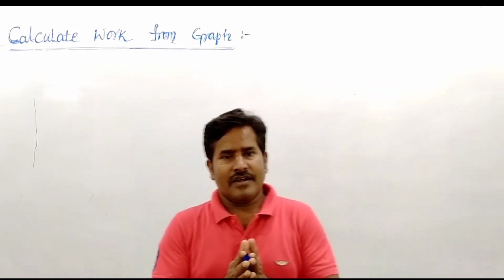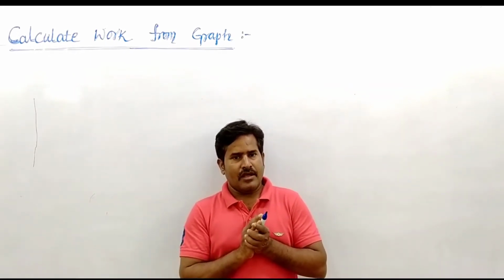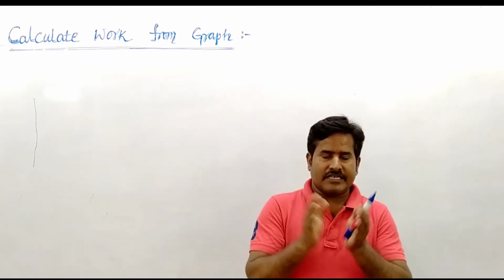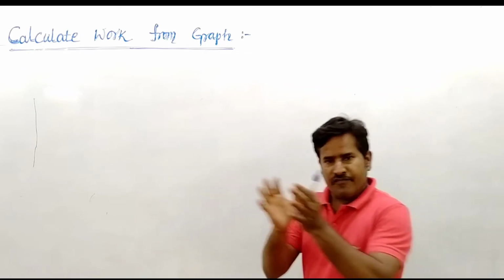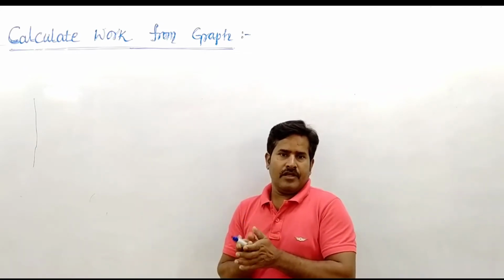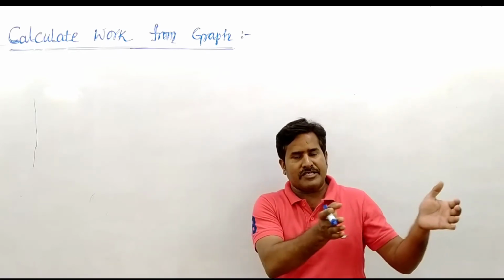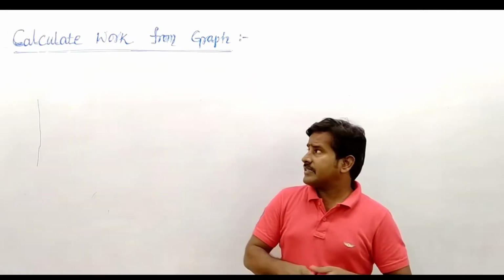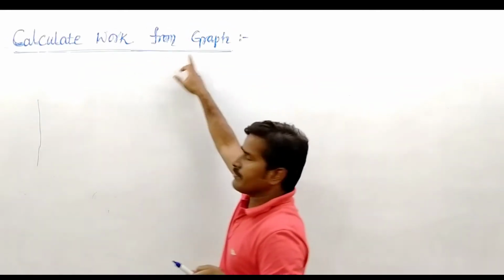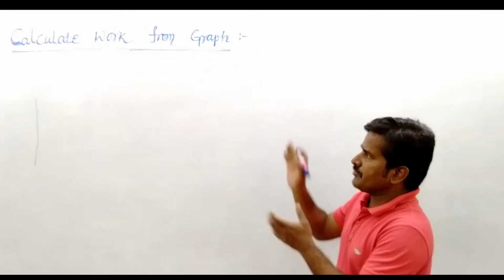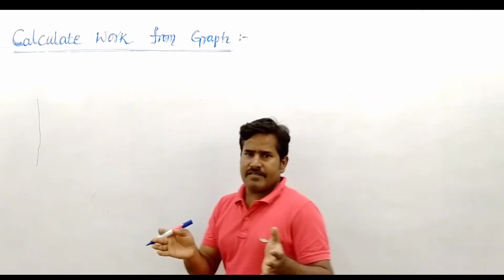In the last lecture, we completed the work calculation: how to measure the work when constant forces act and when variable forces act. When a constant force is acting on a body, the work done is measured using the dot product. But this is the third method, calculating the work done from the graphical method. A graph is used to measure the work, and it is very simple.